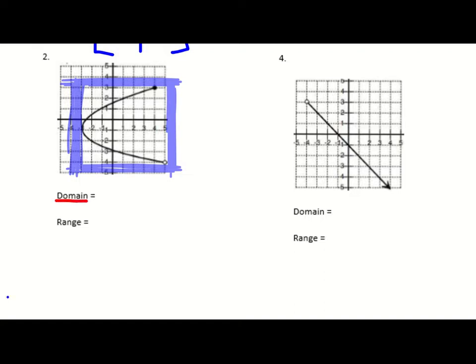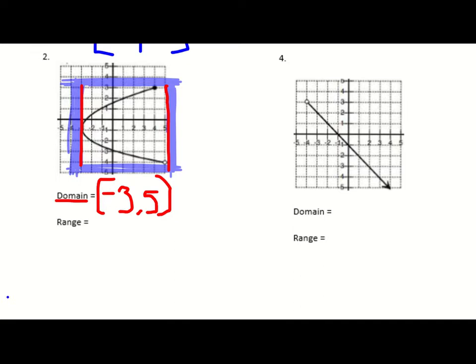Domain is your x's, so we need to go from how far left our graph goes to how far right our graph goes. On the left we were at -3, on the right we are at 5. -3 was on the graph, so that's going to be a bracket, but at 5 there was an open circle, so that's going to be a parenthesis. The 5 is not included.